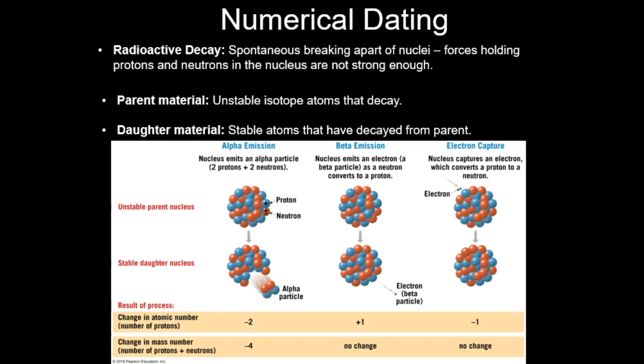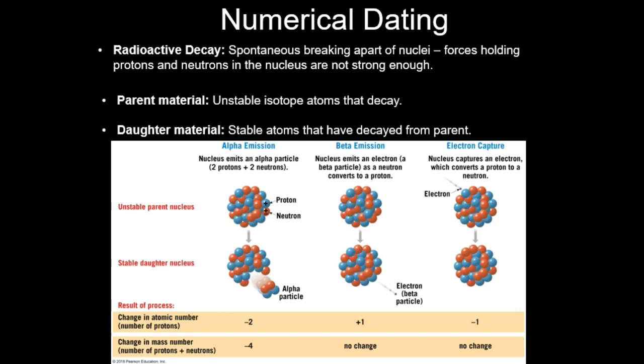So the first one is alpha emission. So here, alpha particles may be emitted from the nucleus itself. An alpha particle is constituted by two protons and two neutrons, which means that an alpha emission results in the atomic mass being reduced by 4, and the atomic number being reduced by 2, because you lose 2 protons and 2 neutrons.